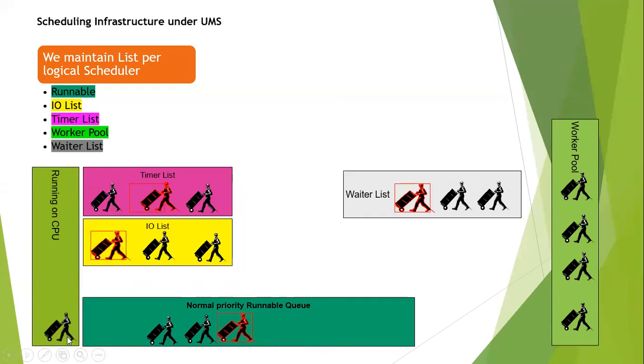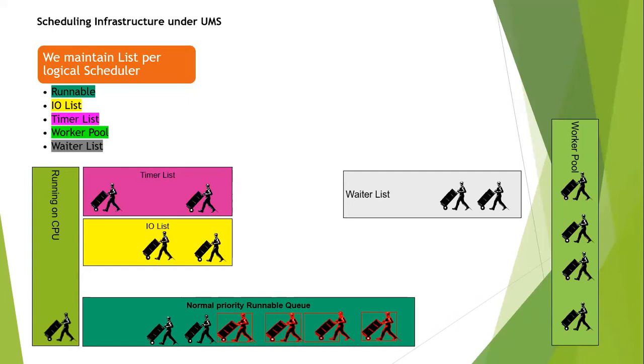As soon as it completes its IO request, it will be placed at the end of the runnable queue. And if waiting is completed, there is no priority or whatever, like the timer list, for example, it will be at the end of the runnable queue. At the same time, if it is a waiter and it receives the resource it was waiting for, then it will be placed at the end of the runnable queue to execute further, right?